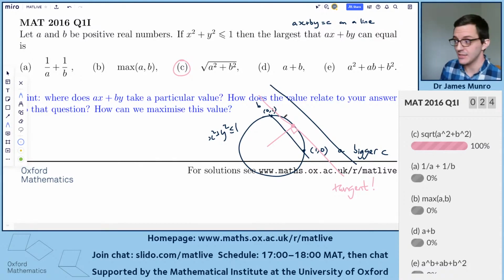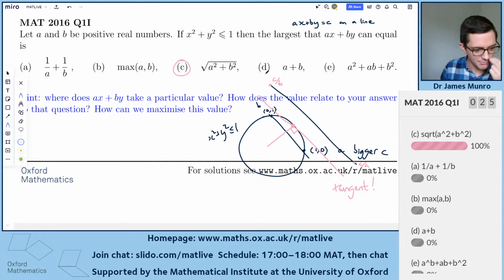maximising the thing. Make this expression ax plus by really big. I can make it really big by choosing the value c, so that this is a line that's really far away from the origin. Maybe it's helpful if I say this line has y-intercept c over b, and it has x-intercept c over a. So c, the thing that I'm trying to make really big, is everything to do with how far away this line is from the origin.